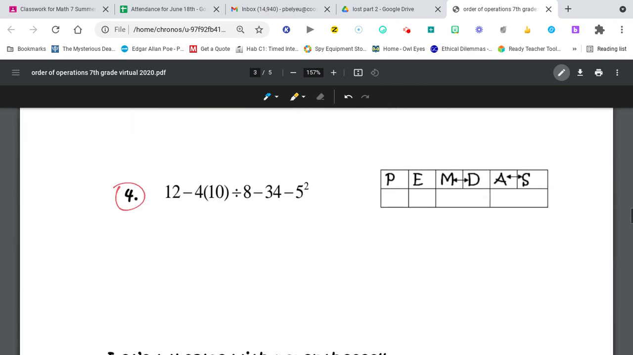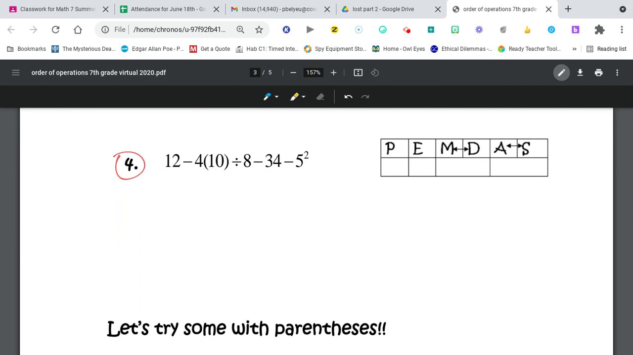Okay, let's take a look at number 4. Now, I want you to notice something. When it's mashed together here like that with nothing in between, like you don't see a plus sign or a minus sign in between them, the number in the parentheses means multiplication. I just want you to know that before we start. If there's no plus or minus in between two numbers, it's multiplication, if they're mashed together.